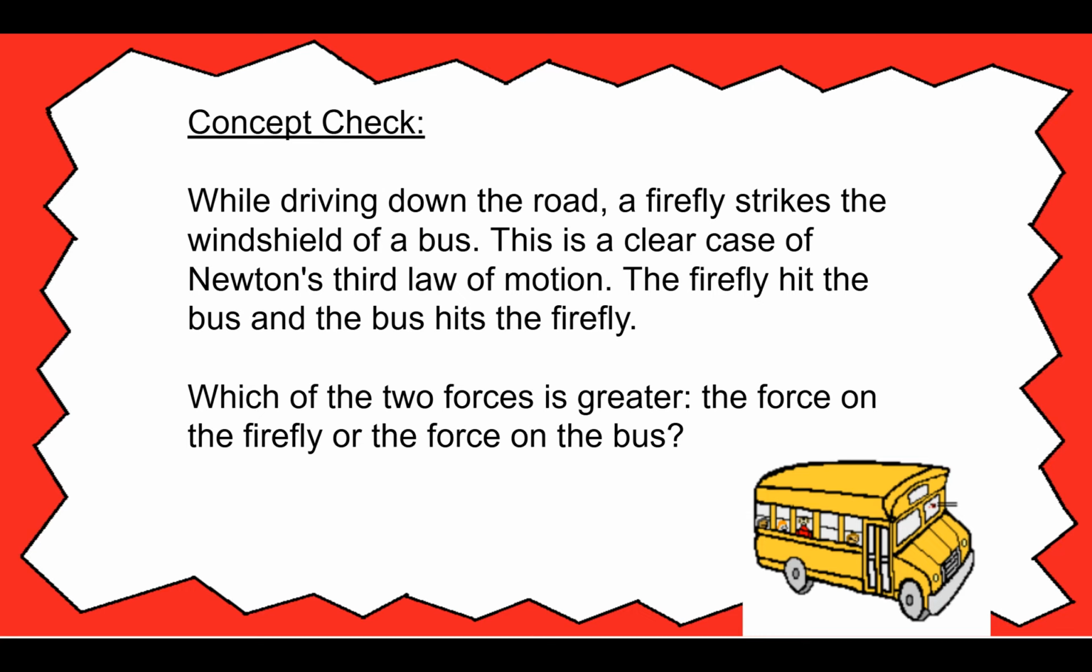So if net force equals mass times acceleration, and we say, okay, well, the force from the bus onto the bug is equal to the force from the bug onto the bus, and the bug experienced a large acceleration, it's because it had a small mass, whereas the bus, which has a large mass, experiences a small acceleration.